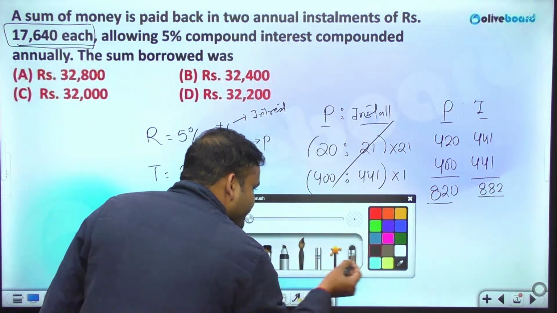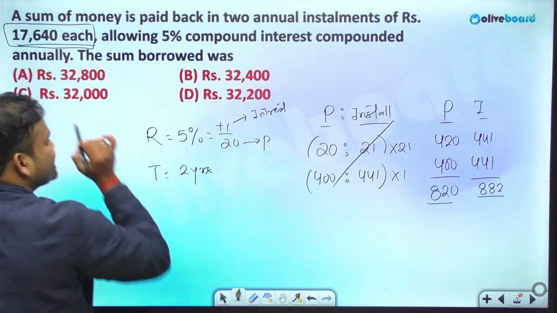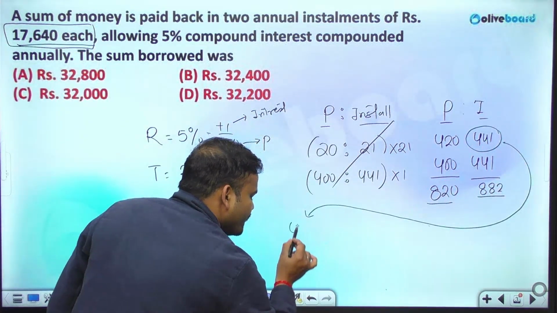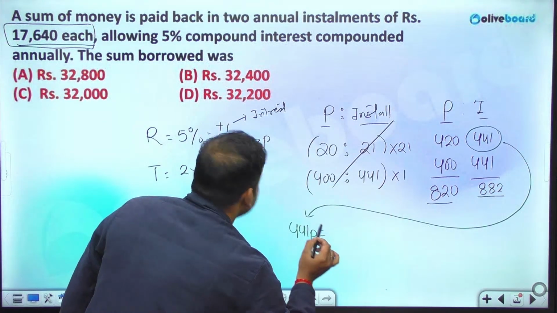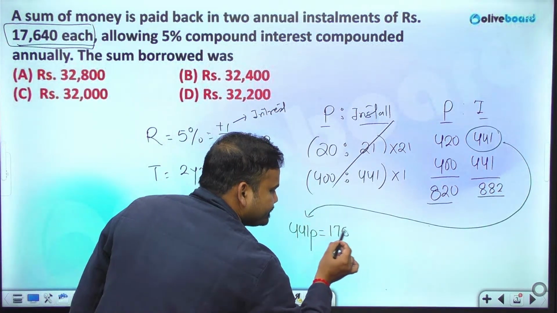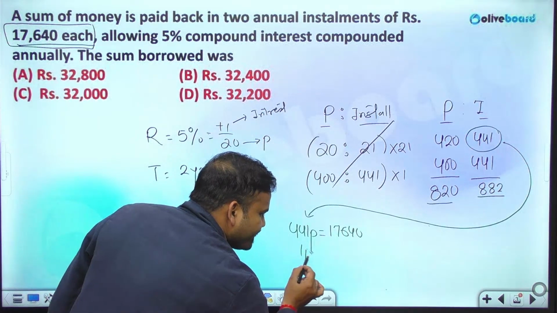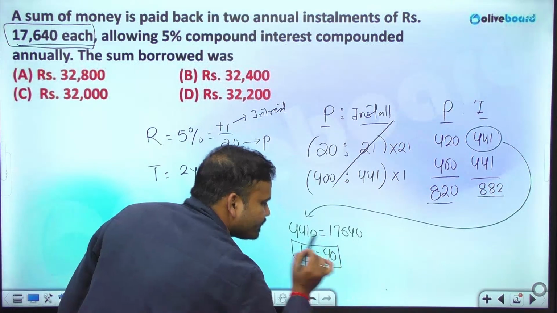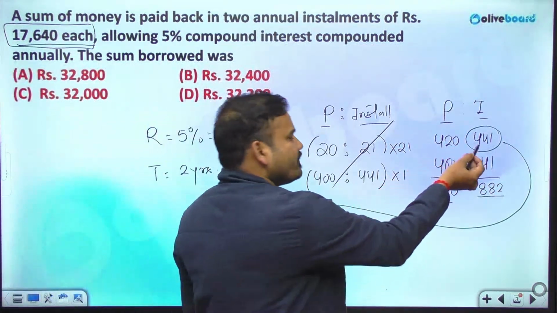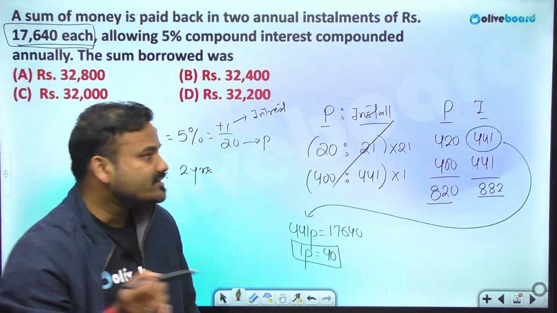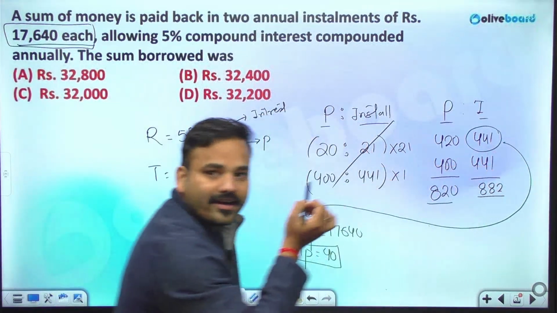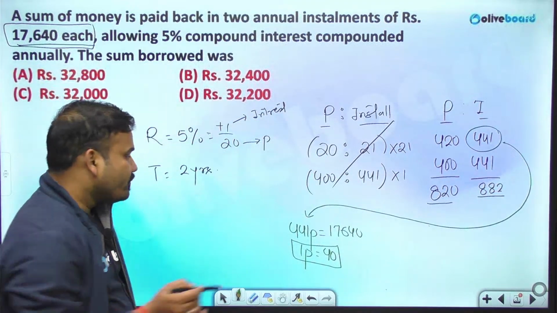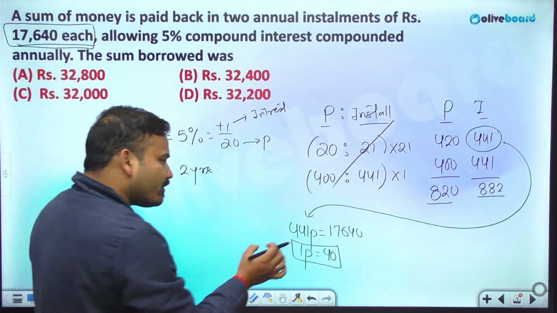According to the question, the value of each installment is 17,640. According to my diagram, each installment is 441. If 441 is representing 17,640, that means each unit will be representing what? This is 4 times, so 1 unit will be 40. Why am I connecting this 441 with 17,640? Because this is the value of each installment according to my diagram, which as per the question is 17,640. So 1 unit will be 40.